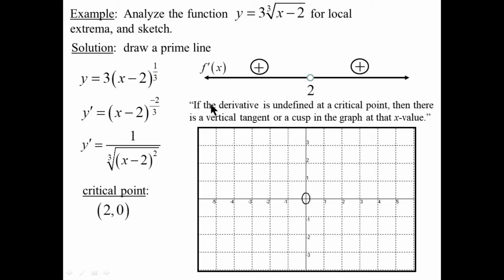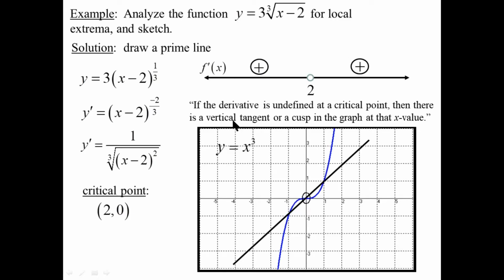And from our note, if the derivative is undefined at a critical point, then there is either a vertical tangent or a cusp in the graph at that x value. I wonder which it is. Let's look. Consider the following. The graph of y equals x cubed I've shown here. It's the blue line. And the graph of y equals x I've also shown. The black line is y equals x.